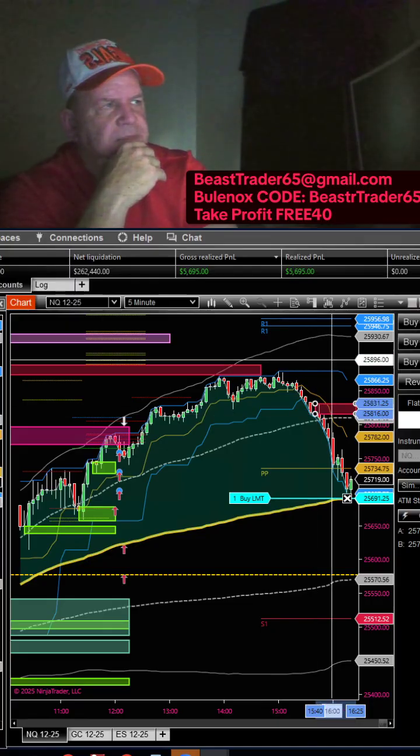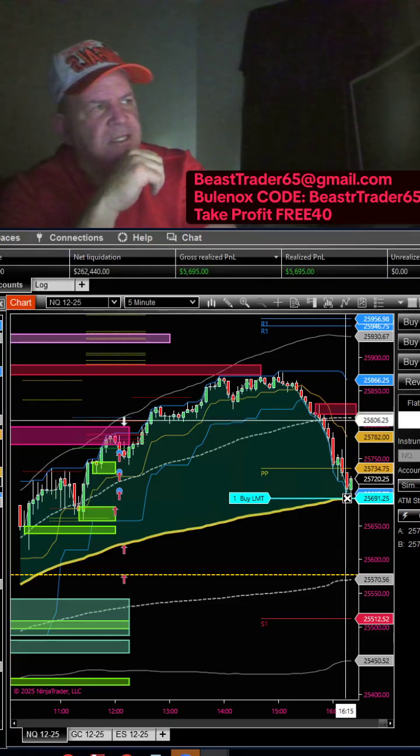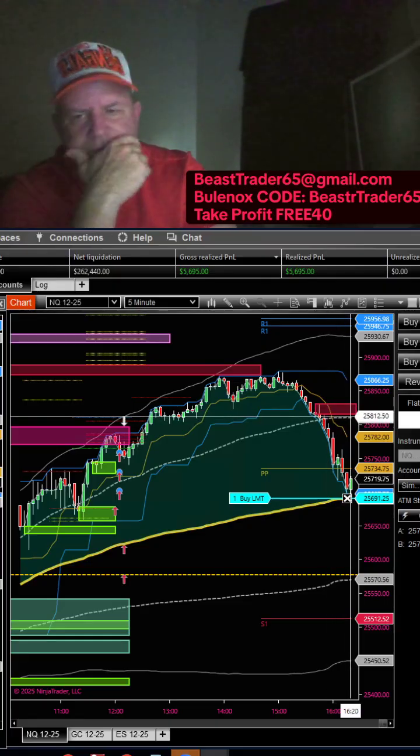And you look for best probability trades. That's a great probability trade. And you also have confluence of this EMA right there.